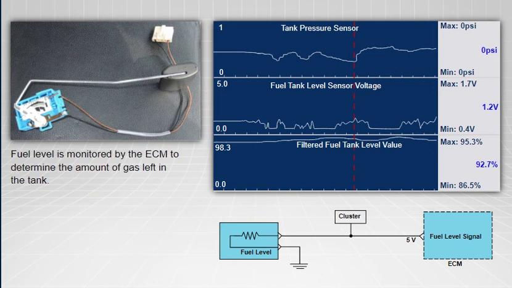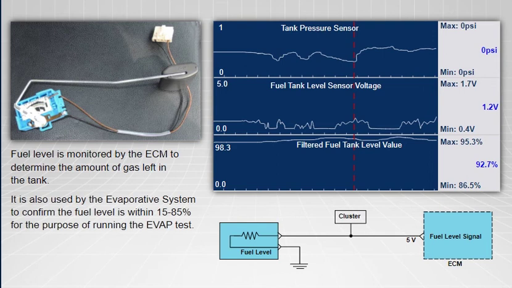Fuel level is monitored by the ECM to determine the amount of gas left in the tank. It is also used by the evaporative system to confirm the fuel level is within 15 to 85% for the purpose of running the EVAP test.